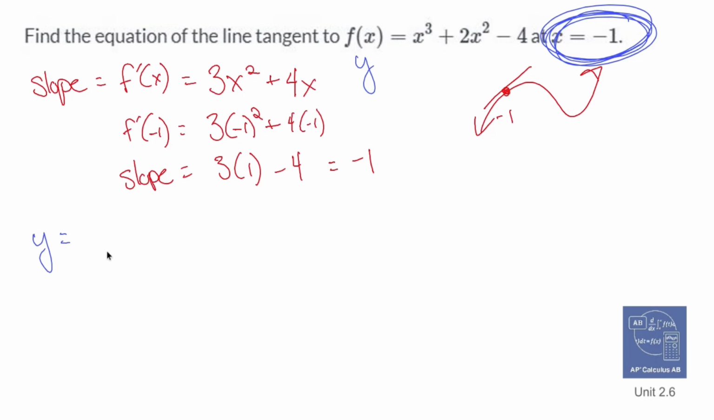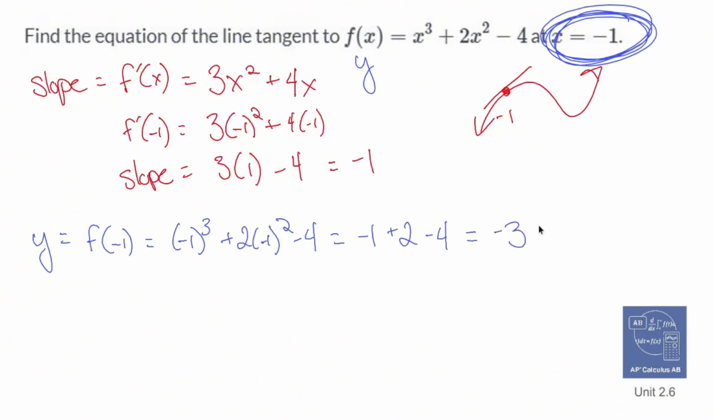So my y value is going to be f of -1, which is going to be -1 cubed plus 2 times -1 squared minus 4. -1 cubed is -1. -1 squared is 1, so 2 times 1 is plus 2, and then minus 4. -1 plus 2 minus 4 looks to be -3. So my y value is -3. So what I have is a slope of -1 and the point -1, -3.